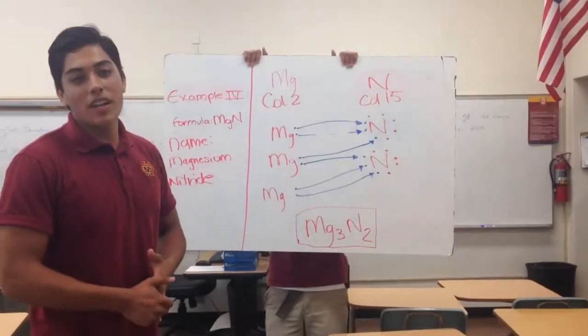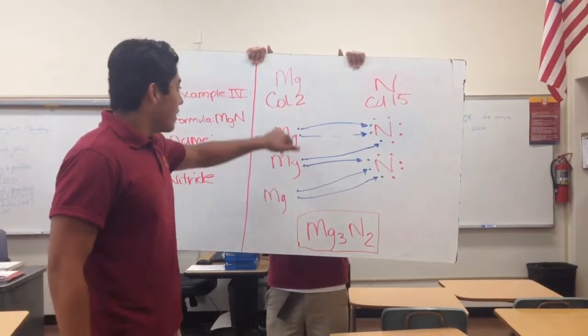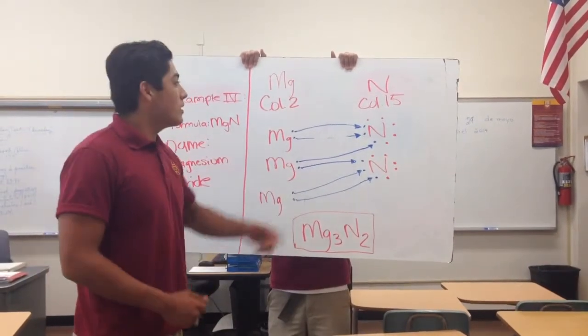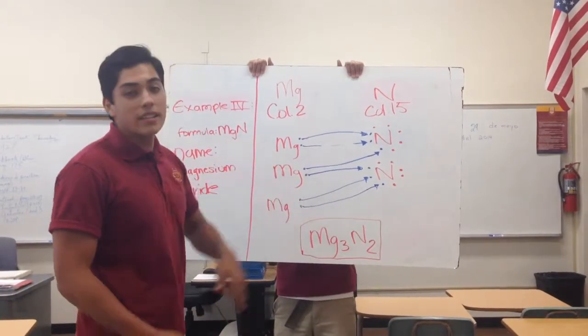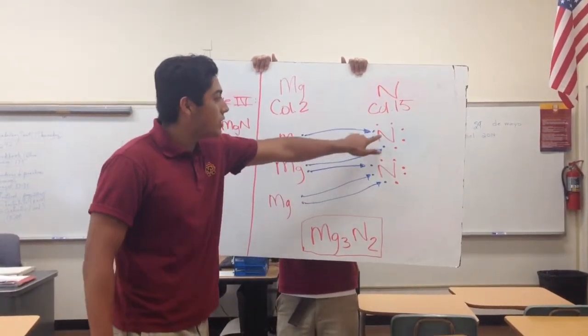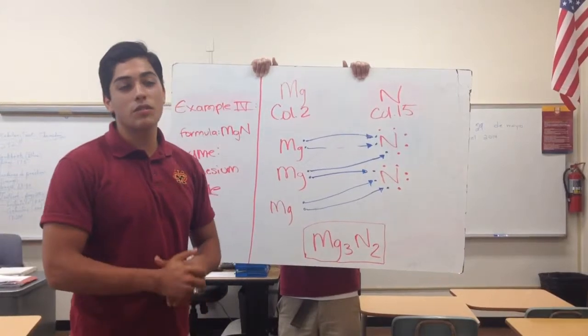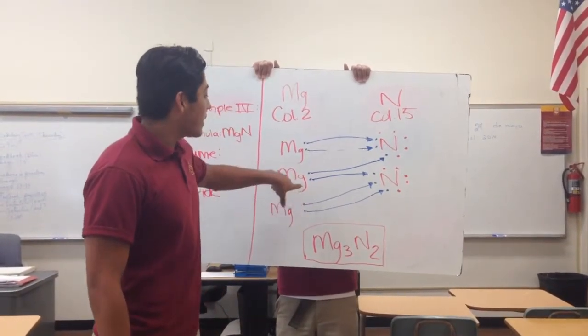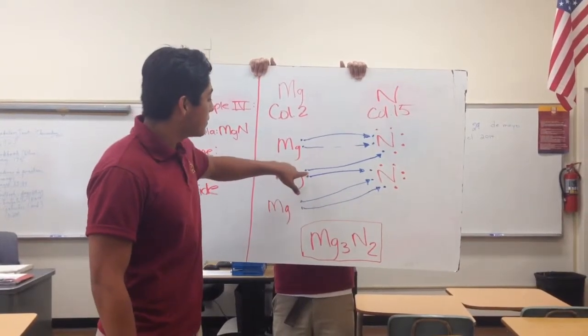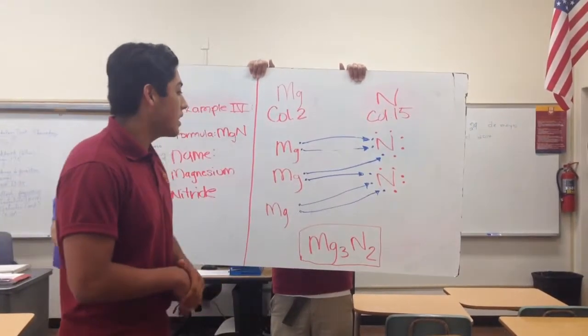The final example of an ionic bond is magnesium nitride. Magnesium is located in column 2, and nitrogen is located in column 15. So magnesium has 2 valence electrons, which it gives to nitrogen, which has 5 valence electrons, to fulfill its octet rule. But since nitrogen needs 1 more, you add another magnesium, and it gives its valence electrons to nitrogen.